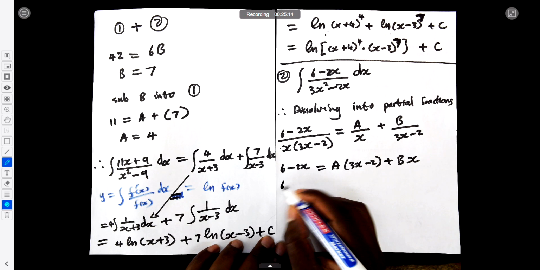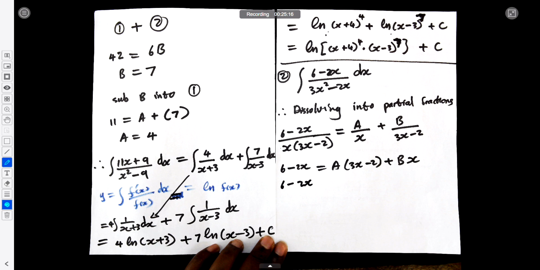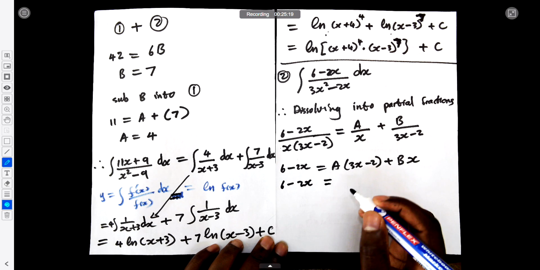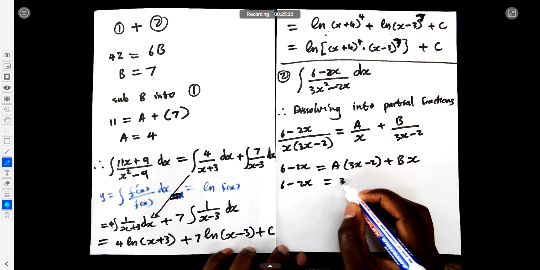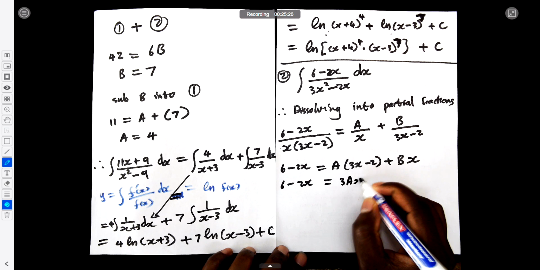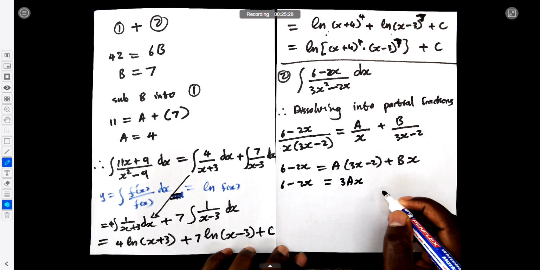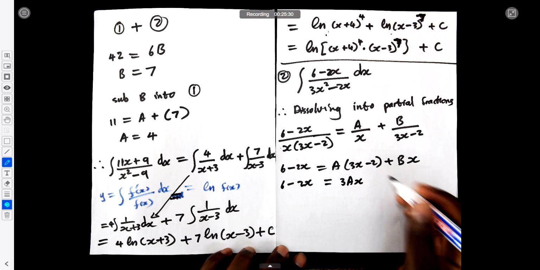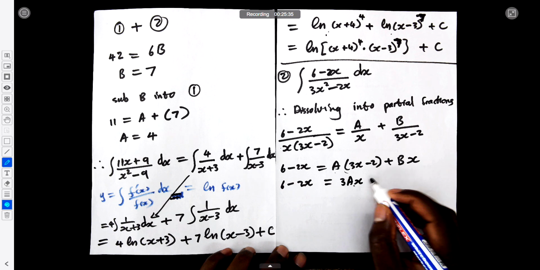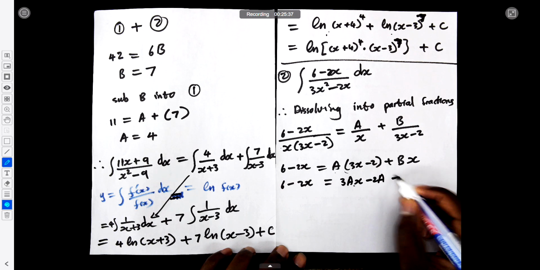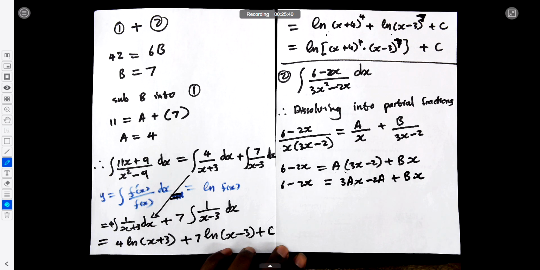Now we can multiply out and have 6 minus 2x. So we need to group accordingly. We multiply out here, we'll have 3ax, though it is 3xa, I just want to have x as the last factor in this first term. Then a times negative 2 is negative 2a. Then we'll have bx. The second part is to make sure that we have x to the power of 1.